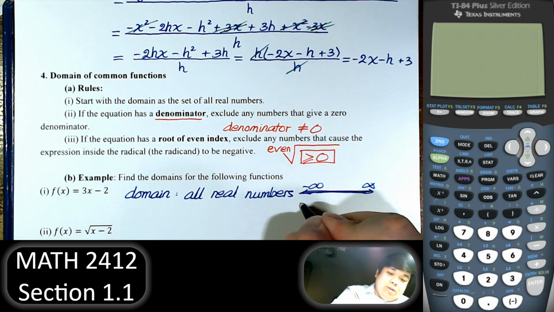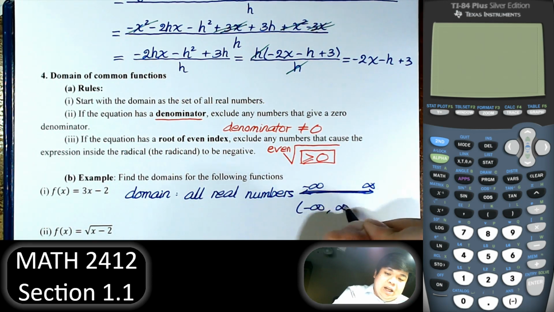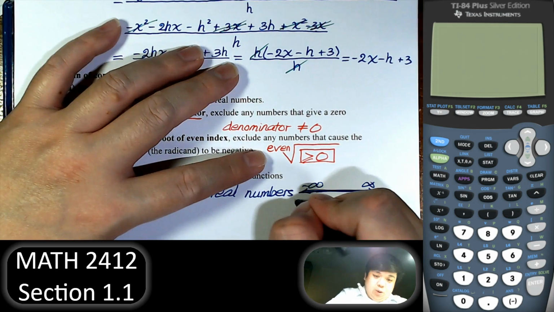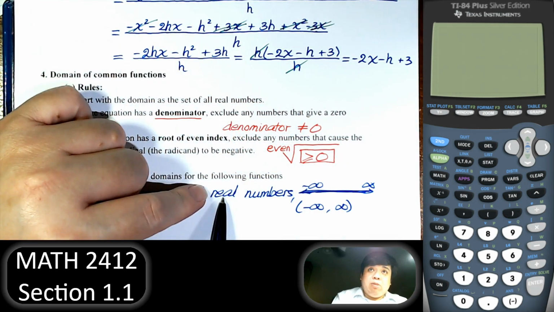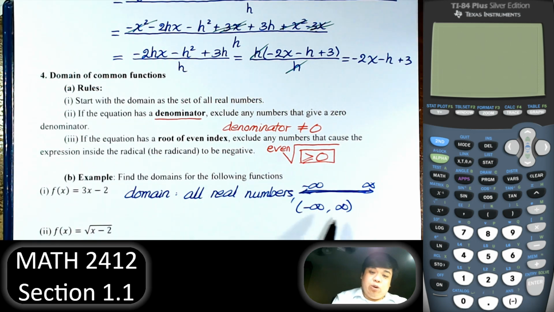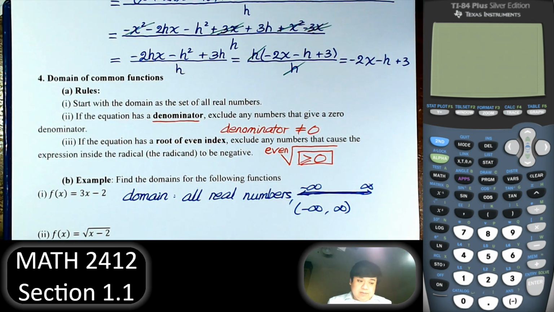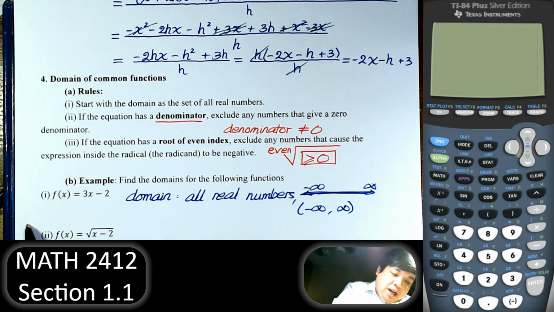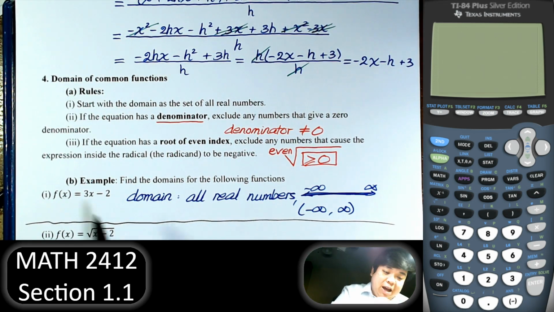Or if we use the notation, interval notation, that will be negative infinity to infinity. So could be all real numbers, that number line, that whole number line, and the interval notation, negative infinity to infinity. So that is the domain of that function.